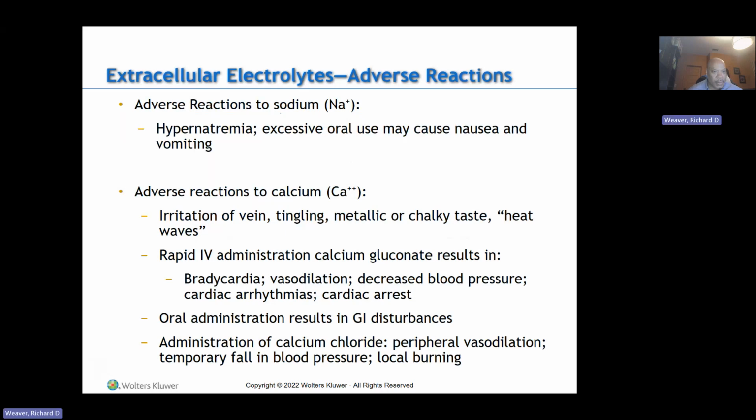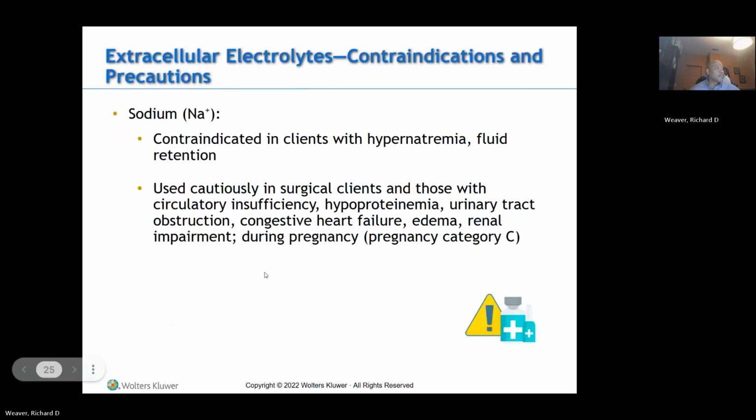What could be another issue? Let's see. Let's see where I am. Extracellular. I think I went too far ahead of myself.